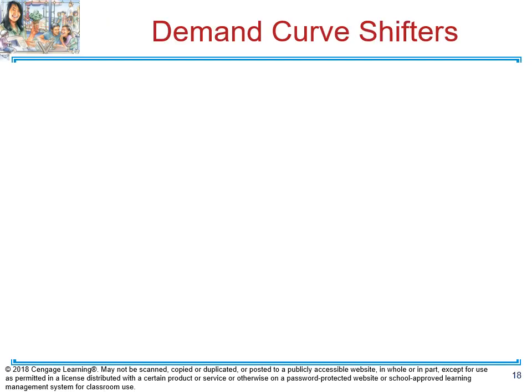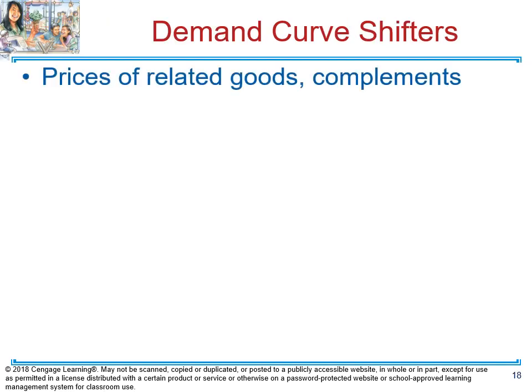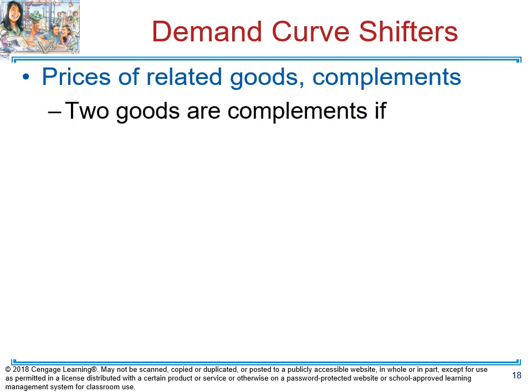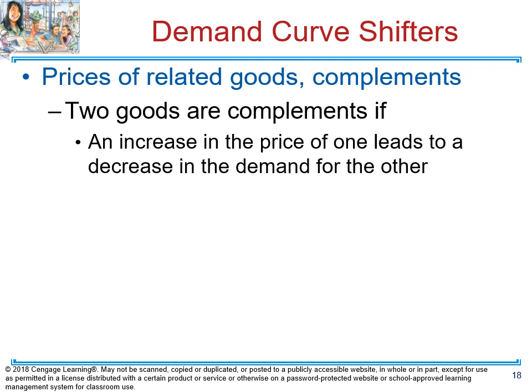But not all goods are substitutes. Some goods are complements. They complement one another. So we say that two goods are complements if an increase in the price of one good leads to a decrease in the demand for the other. So here we have an inverse relationship between the price of one good and the demand for another good.